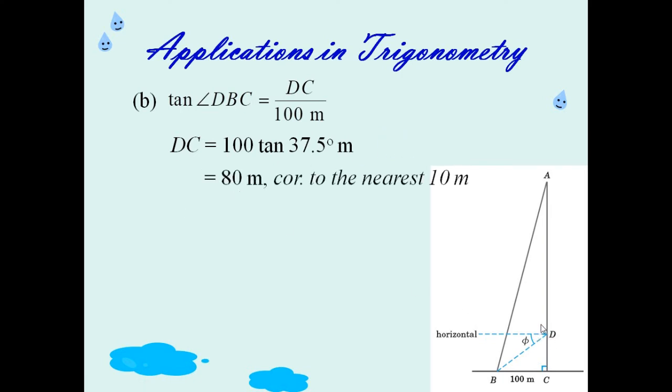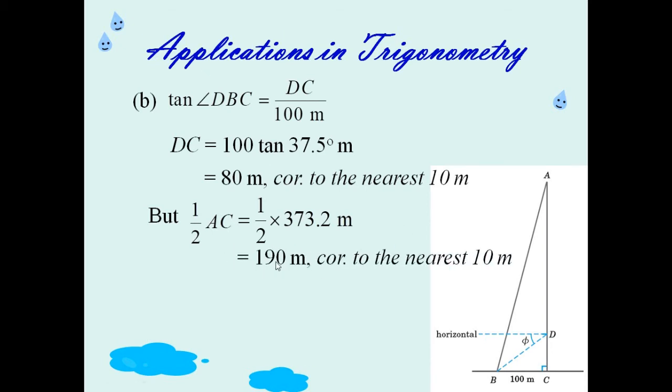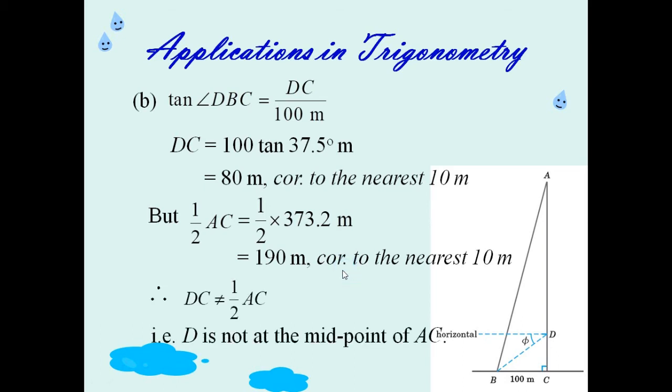You want to determine whether D is the midpoint here. You originally know that AC has the length of 373.2 in part A, and so half of it is just 190 if this is the midpoint. But now DC is just 80 meters, which is not equal to that. So that means I cannot say that the point D is the midpoint of AC.